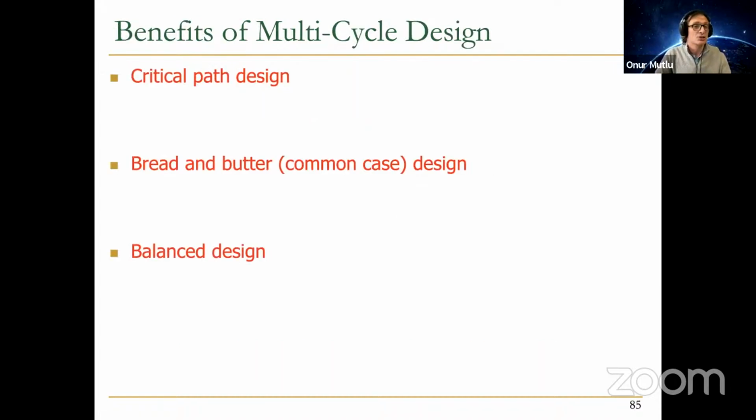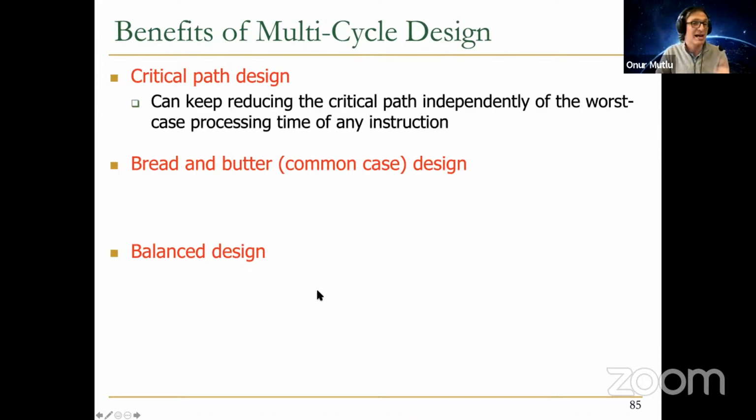So as a result, you actually satisfy all of these key design principles. Clearly, critical path design. You can keep reducing the critical path independently of the worst-case processing time of any instruction. You can say, I want a 100 gigahertz machine, and try to keep your combinational logic blocks nice and clean so that you achieve that goal. You can try to achieve that goal, of course, power constraints aside. Basically, you cannot do that in a single cycle machine.